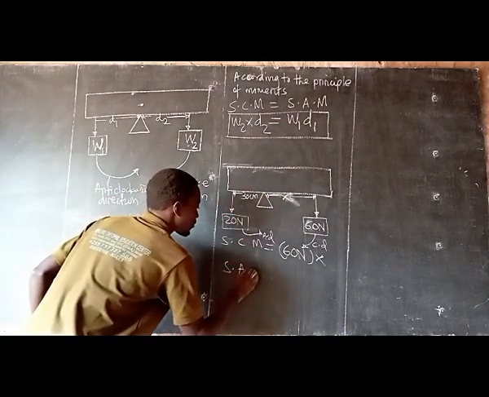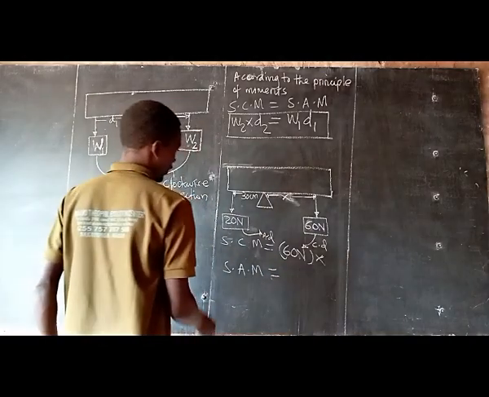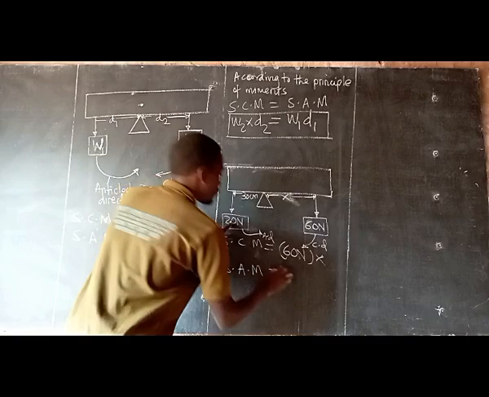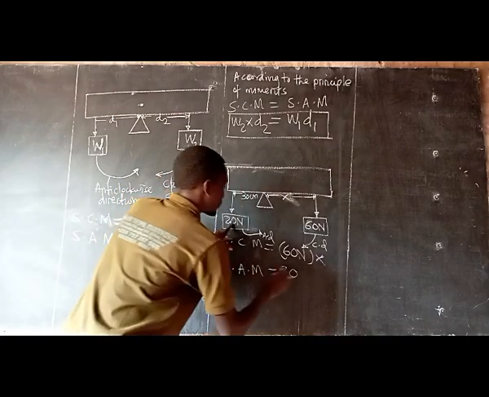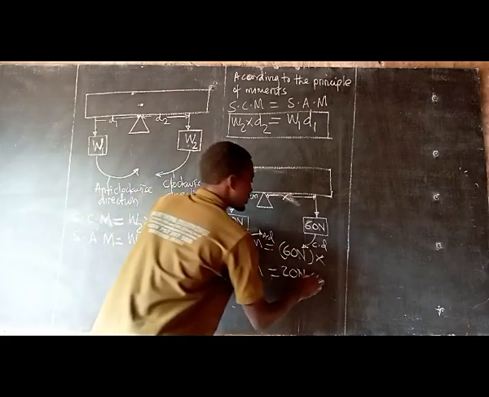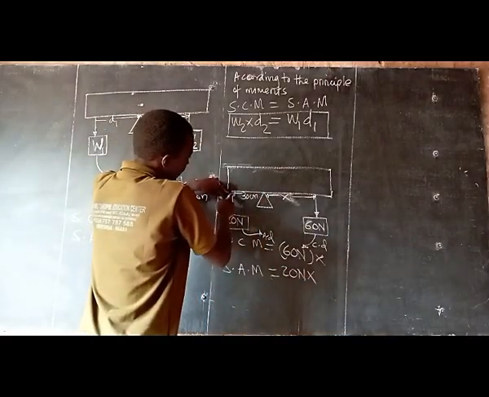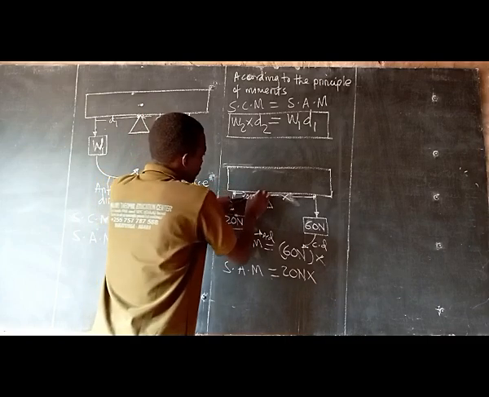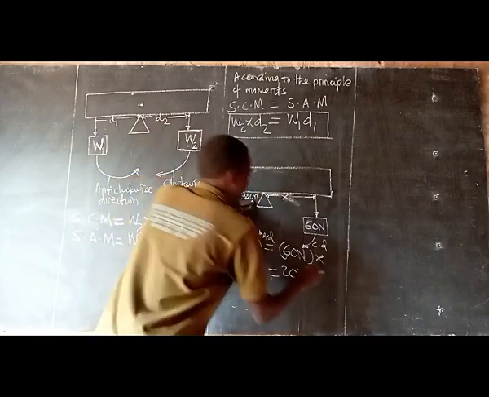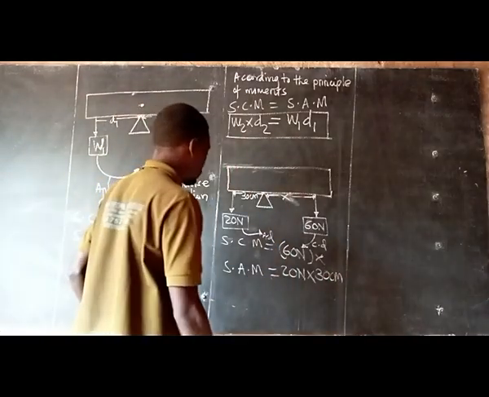The sum of anticlockwise moments will be equal to the force which moves in anticlockwise direction, which is 20 Newton, as you are given, times its respective perpendicular distance, which is the distance from where it acts to the turning point, which is 30 centimeter. Now, you will apply the principle of moments.